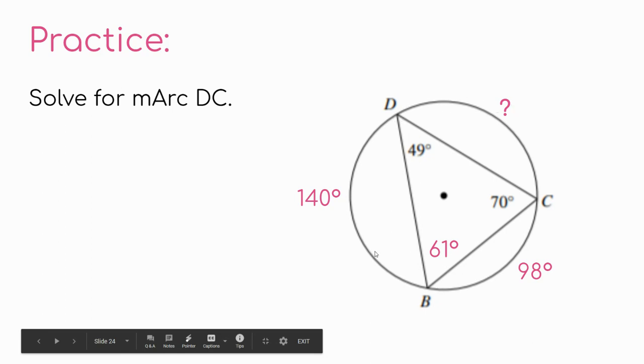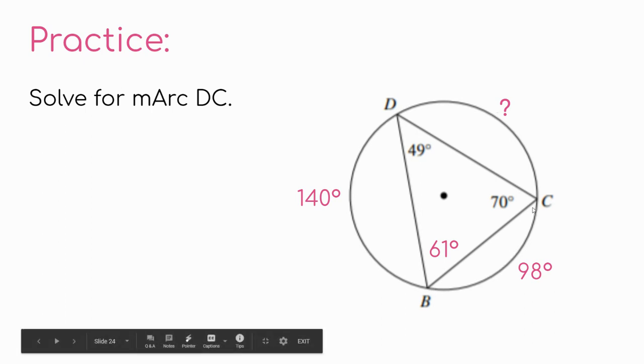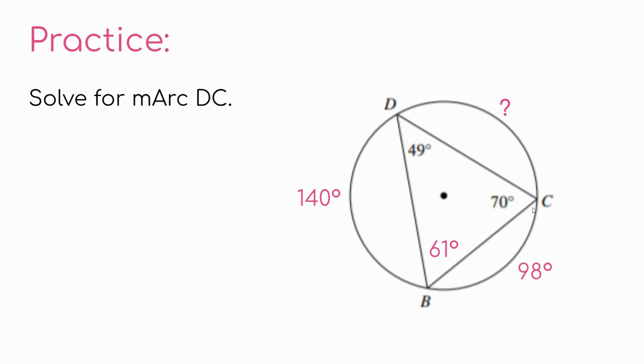Or you could have seen that the circle adds up to 360. So I could have added up 140 plus 98, get 238. Subtract that from 360, you get 122.